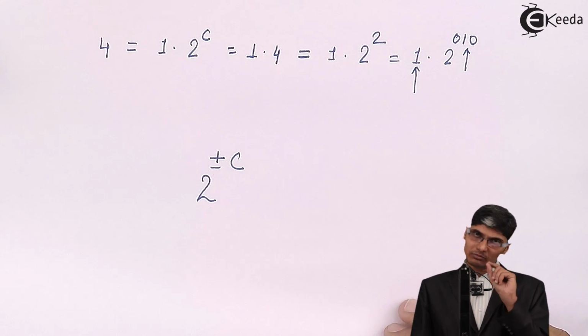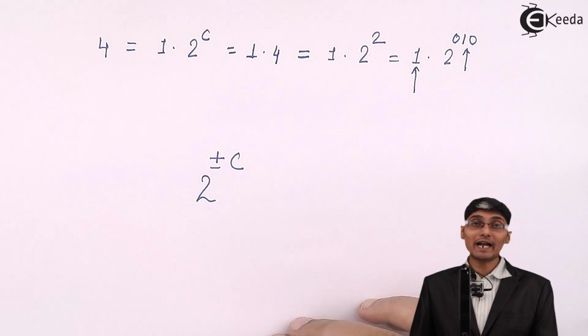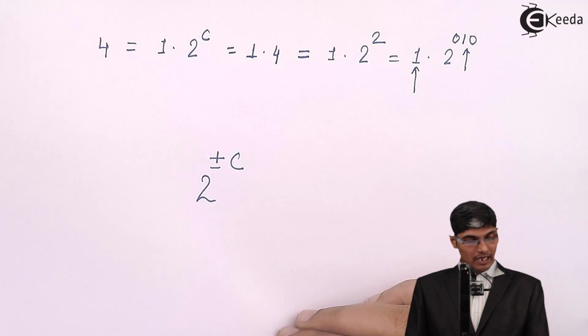But we will do the same thing with the floating point: when I want to add two floating point numbers, how will I do it? And if I want to multiply two floating point numbers, how will I do it?